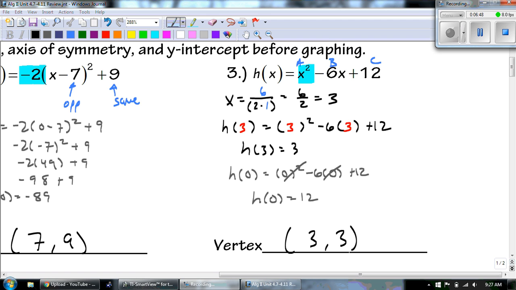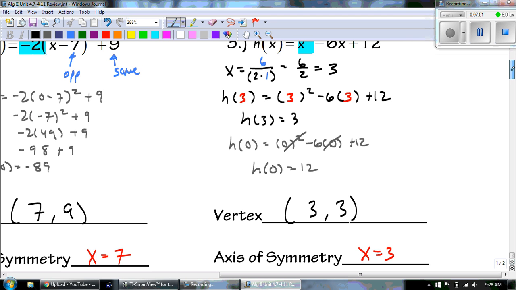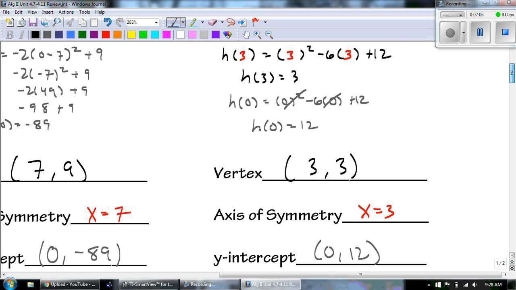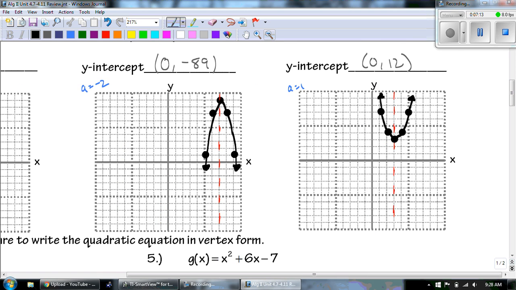Okay, so there's all of my work. Opposite of b over 2a and we get 3. Plug in 3 and we got 3. So my vertex is (3, 3), which means my axis of symmetry is at x equals 3. And when you plug in 0, you get 12. a was 1, so it's a positive 1. And that's our pattern: up 1 over 1, up 4 over 2.